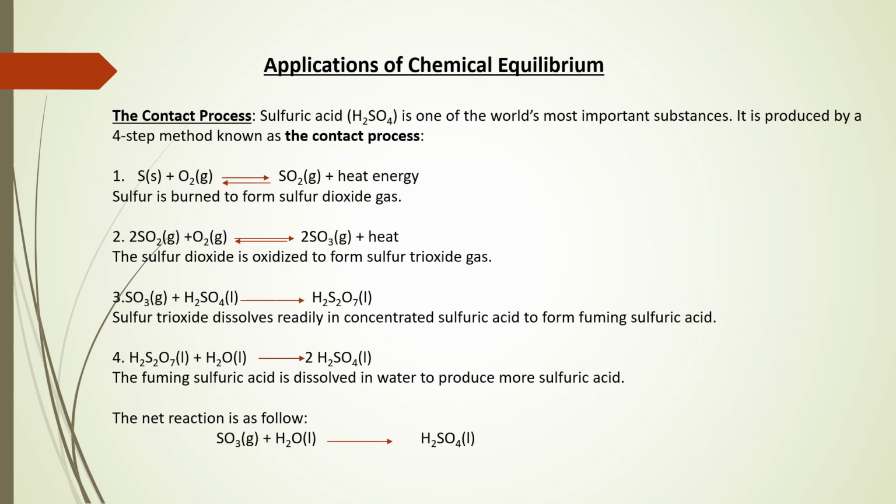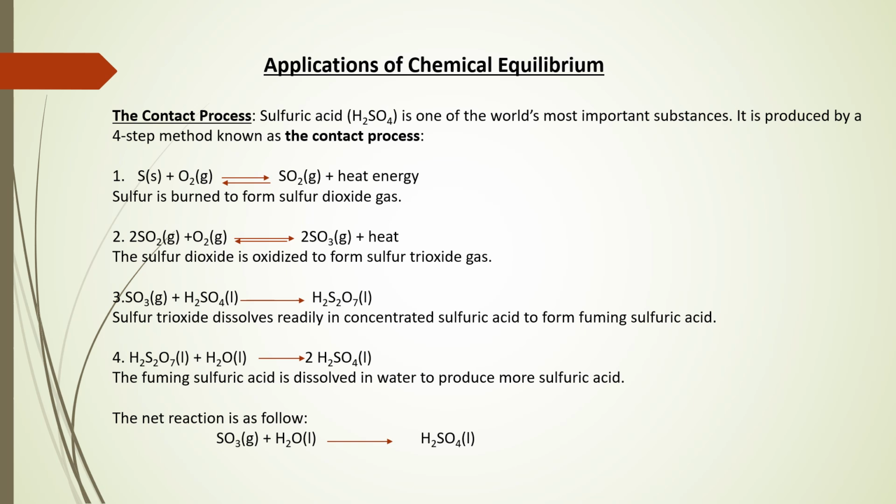Another example of applications of chemical equilibrium is the contact process. Sulfuric acid is one of the world's most important substances. It is produced by a four-step method known as the contact process. In the first step, sulfur is burned to form sulfur dioxide gas. Then the sulfur dioxide is oxidized to form sulfur trioxide gas. This sulfur trioxide dissolves readily in concentrated sulfuric acid to form fuming sulfuric acid. The fuming sulfuric acid is dissolved in water to produce more sulfuric acid.